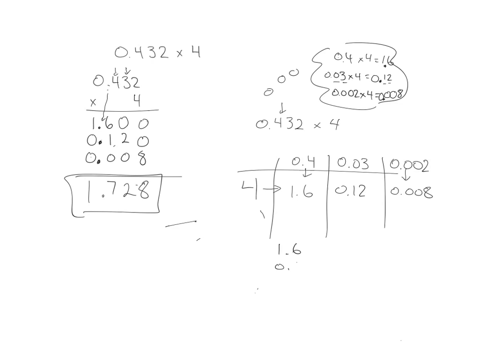1.6, 0.12, 0.008. Remember, those decimals have to be in the same spot. Fill in zeros if you need. Add them up. 8, 2, 7, 1. You can see you get your answer there. Same answer. So a couple different ways to doing the thing that we're doing here today. Multiplying decimals by a whole number. Hopefully this helps. Good luck.